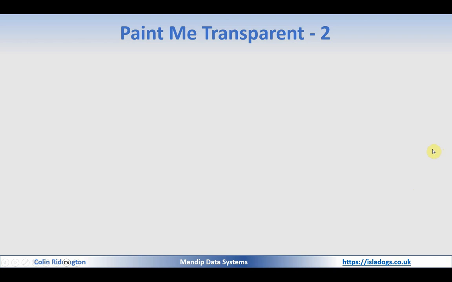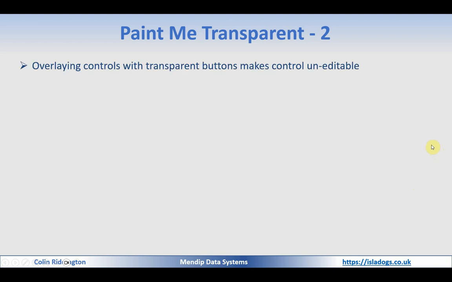And for a more realistic example, I thought I'd look at the Northwind 2 orders form. Remind you then that if you overlay controls with transparent buttons, then whether the button's transparent or visible, you cannot actually edit the control underneath it. So effectively, that part of the form becomes read-only. It might be best to only apply this approach to read-only forms for that reason.